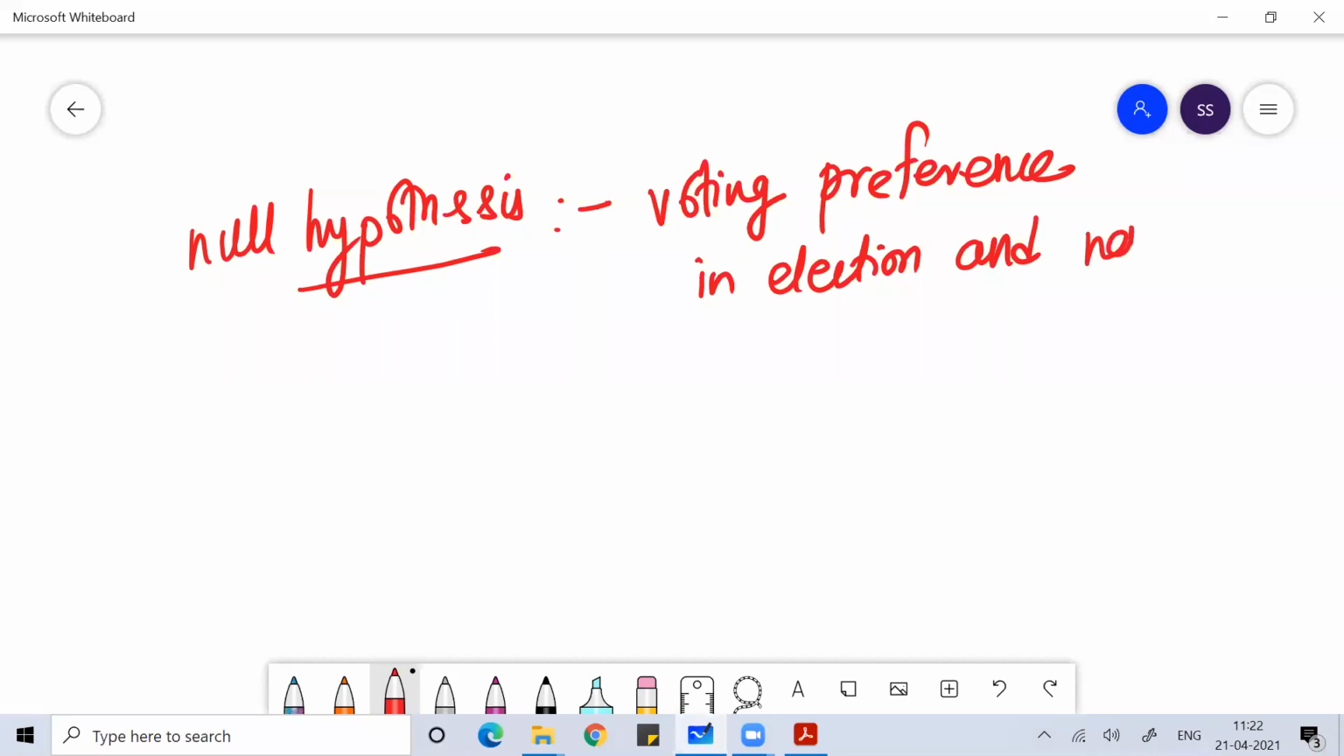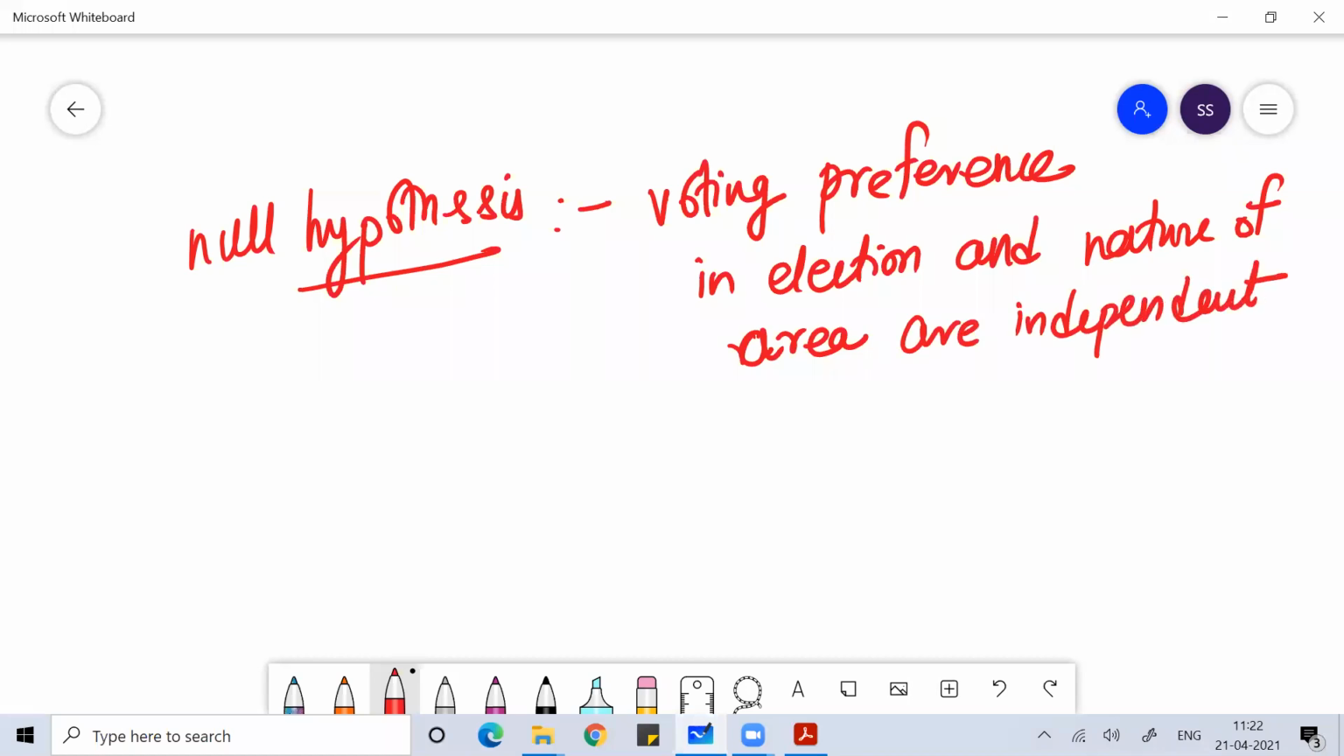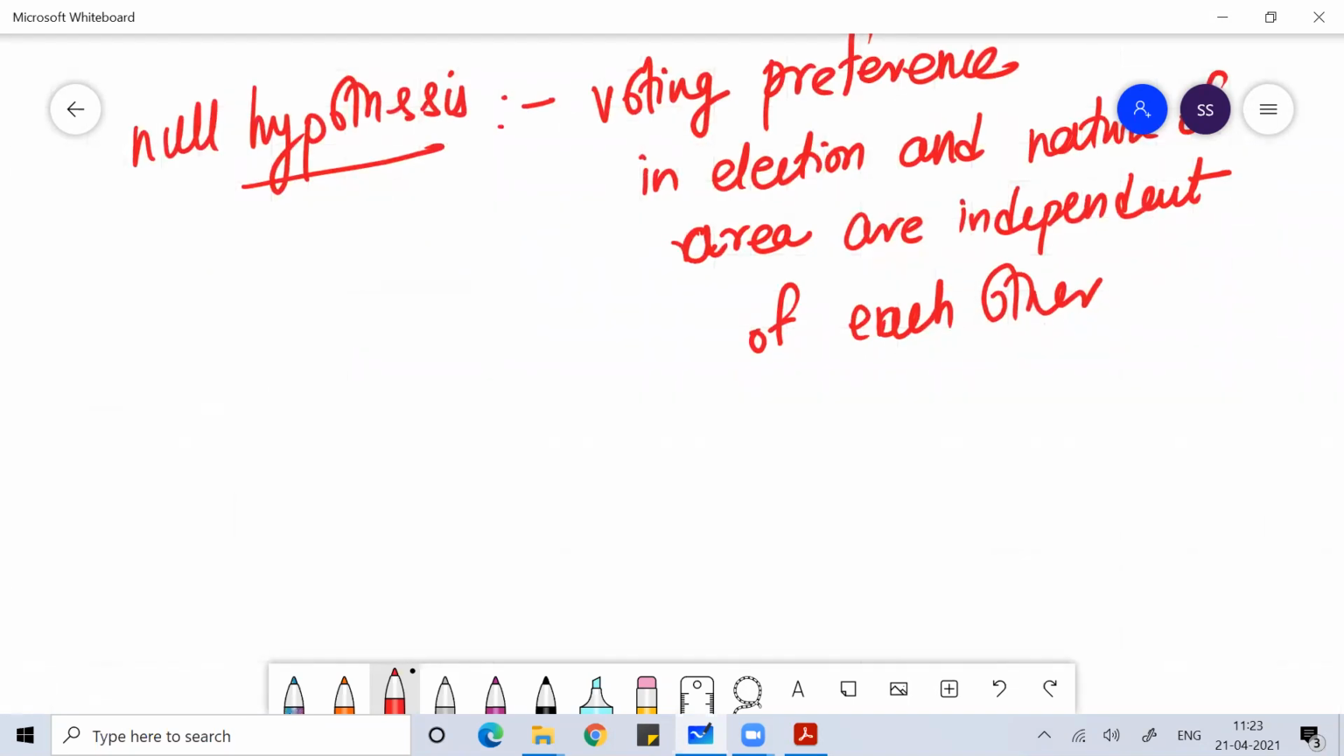The nature of area means whether they are rural or urban, so they are independent of each other. So in chi-square statistics, when you write the null hypothesis, you make them equal. The two variables, whatever is given, you make them equal, and then you will write the alternative hypothesis.